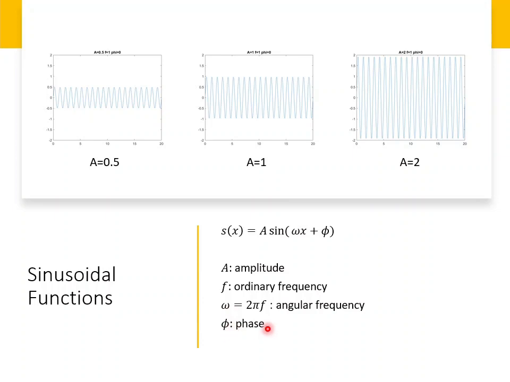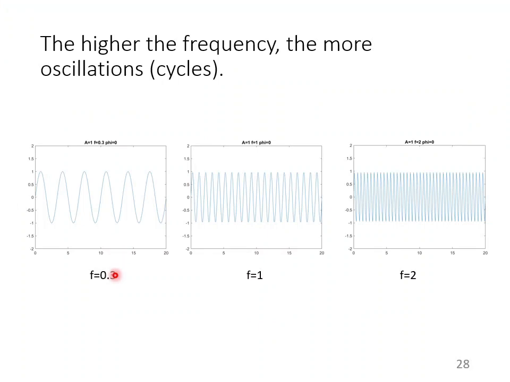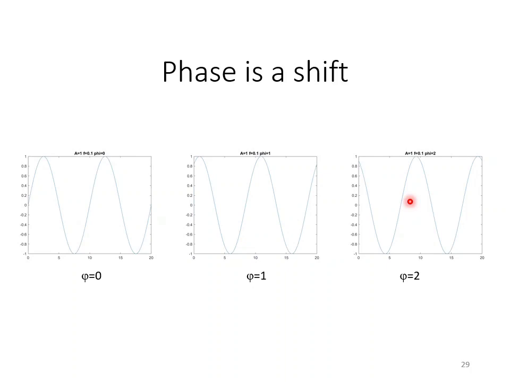So let's take more examples. Okay, when we use the frequency as 0.3, there will be fewer cycles because the frequency is smaller. If we use frequency as 1, frequency as 2, the higher the frequency, the more the oscillations or cycles. Okay? And the meaning of phase is just a shift. So phi as 0, it starts from 0. And phi as 1, you will see the wave shift by 1 unit. And if phi is 2, the wave shifts a further 1 unit.